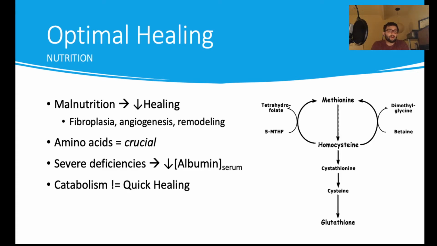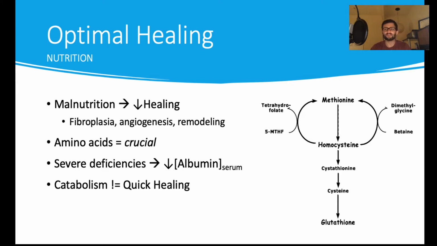So the next piece we'll talk about is nutrition. So nutrition is crucial to healing. Malnutrition can lead to decreased healing, which means decreased fibroplasia, angiogenesis, and remodeling. Now, amino acids are crucial here, and the amino acids that are of critical consideration are histidine, methionine, and arginine. So why is methionine so critical? We have plenty of evidence that suggests it's critical in all three phases of wound healing: inflammatory, proliferative, and remodeling.